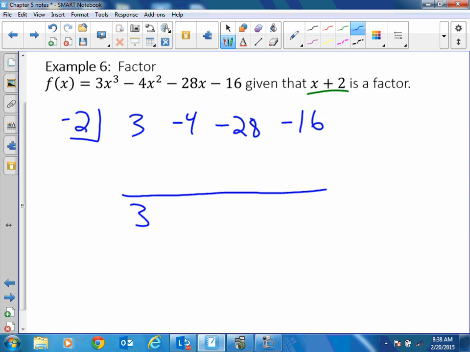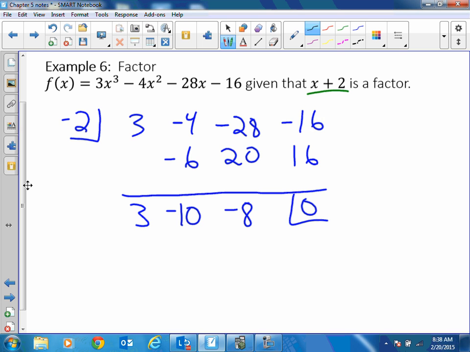Bring down our 3. Negative 2 times 3 is negative 6. Negative 4 minus negative 6 is negative 10. Negative 2 times negative 10 is 20. Negative 28 plus 20 is negative 8. Negative 2 times negative 8 is 16. And that gives us 0. Okay? So notice how we got a remainder of 0. That means that x plus 2 was a perfect factor of the given one.